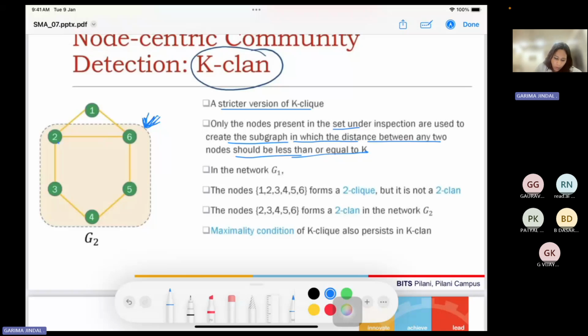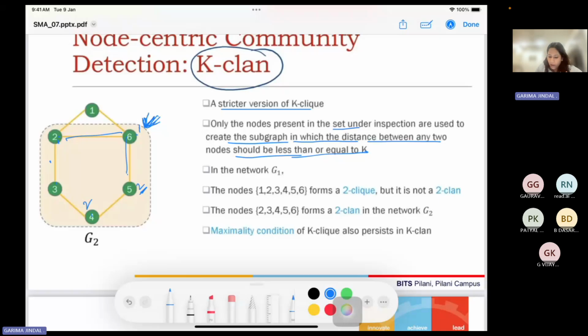The distance between 2 and 3 is 1. The distance between 2 and 4 is 2. Then 2 to 5 is again 2, I can follow this path, so the distance will be 2. The distance from 2 to 6 is 1. Okay, so I can see that each node in this network can be reached with a maximum distance of 2. So this forms a K clan.